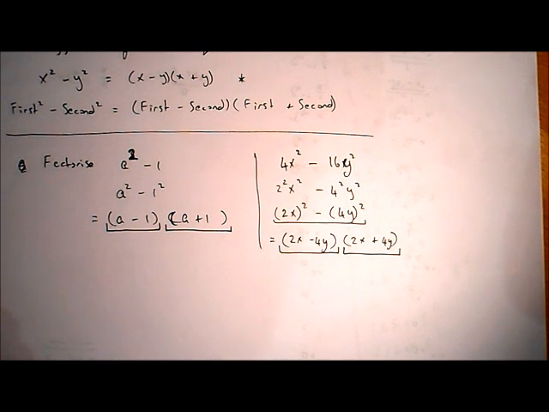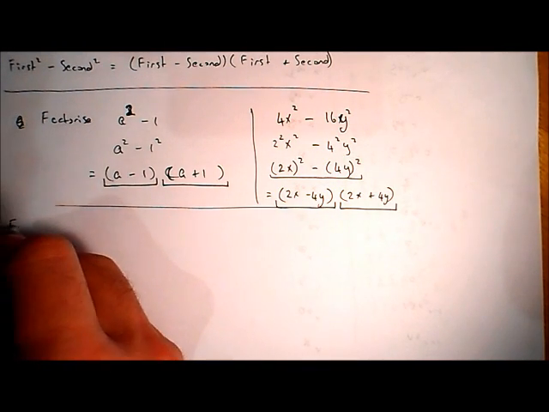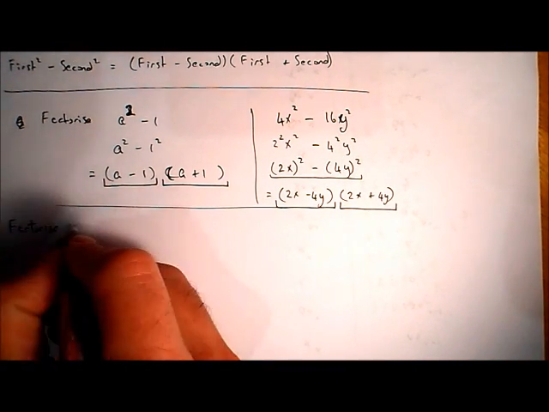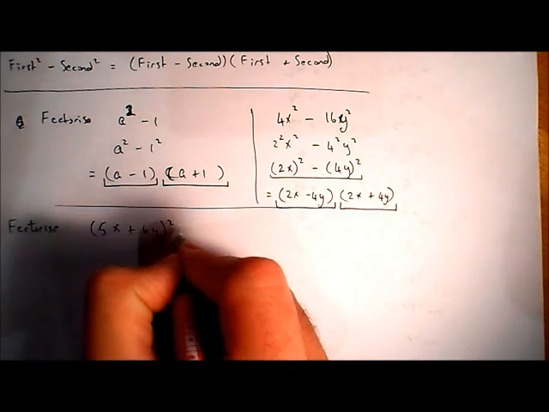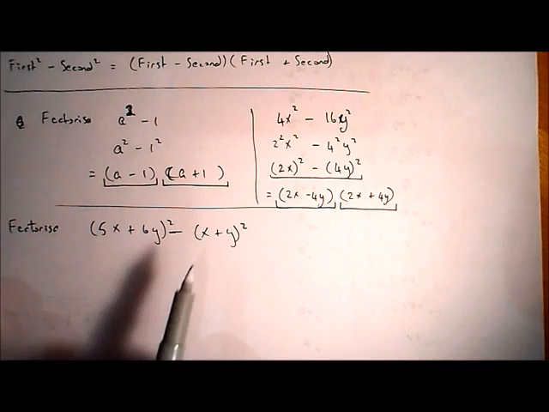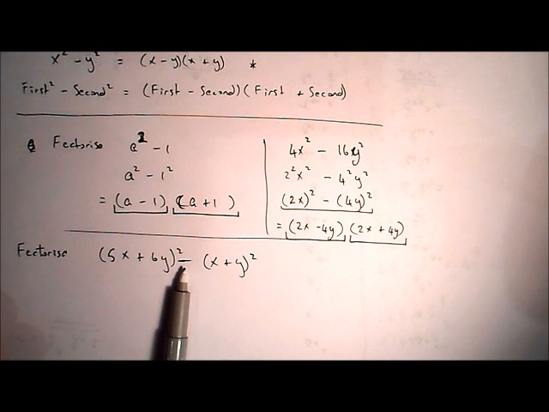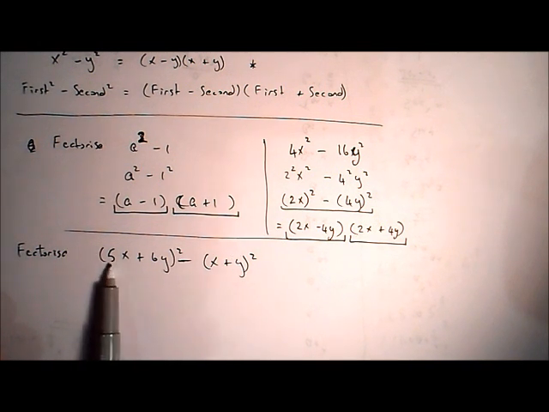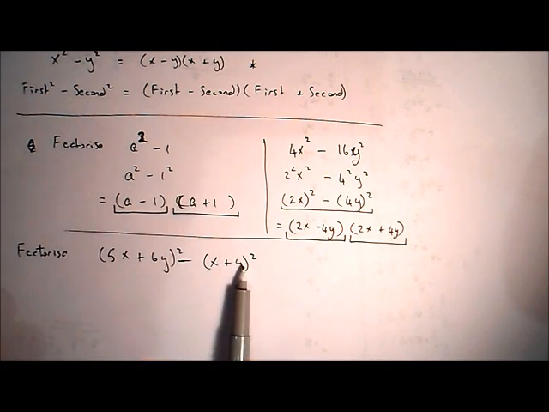Let's look at a slightly harder example. We want to factorize 5x plus 6y all to be squared minus x plus y all to be squared. Again, if we look at that, we should notice that we've got the difference of two squares. We have a difference because it's something minus something. The first thing is the 5x plus 6y bit, and the second is the x plus y bit.